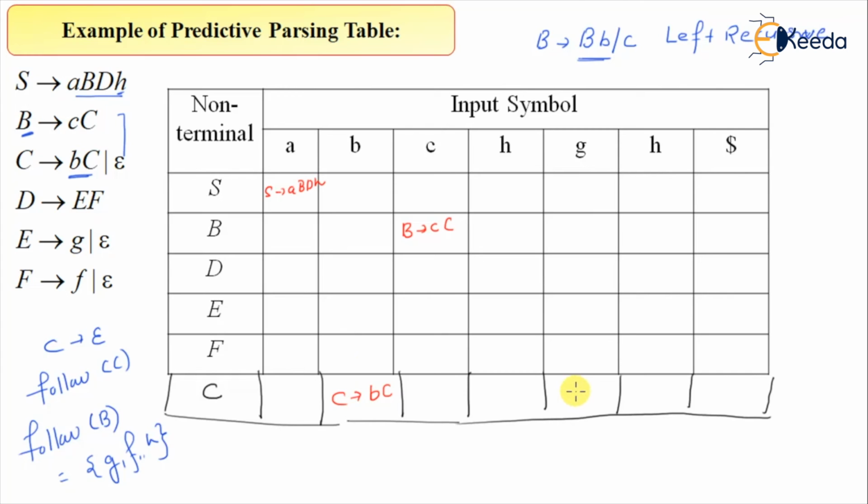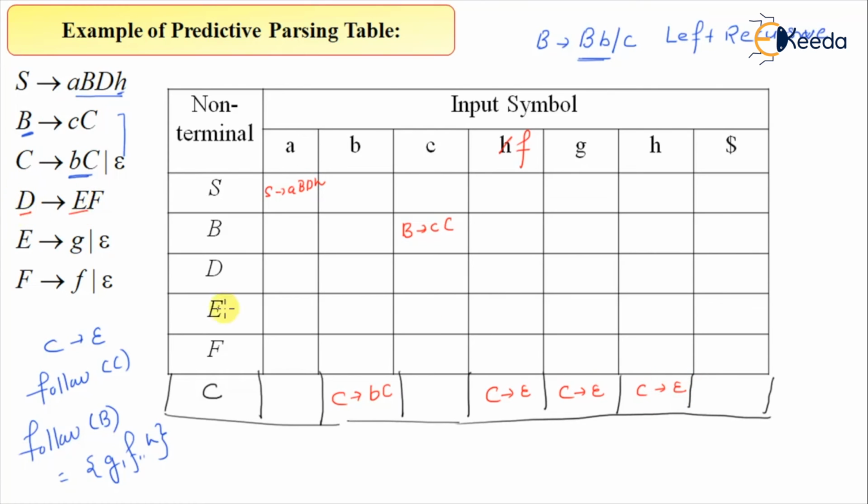Okay, so now we have another mistake. Let's call this G, let's call this F. So now it will be G column, F column and H column. So C derives epsilon will go to G column, F column, and H column. So C derives epsilon will be in G column, and in H column. So we are done with this.